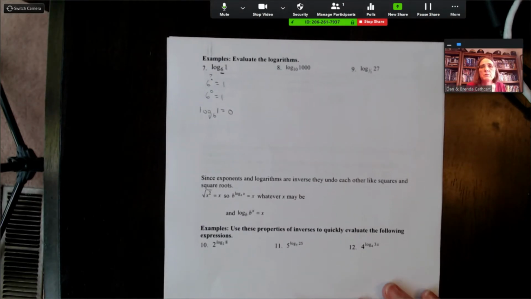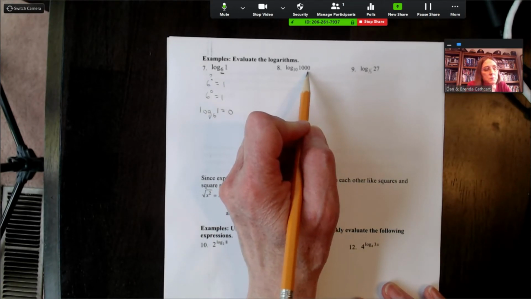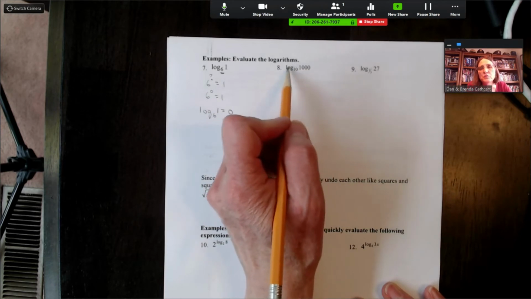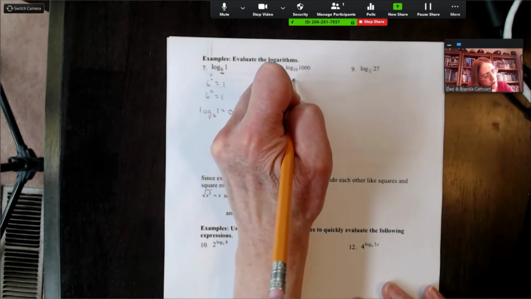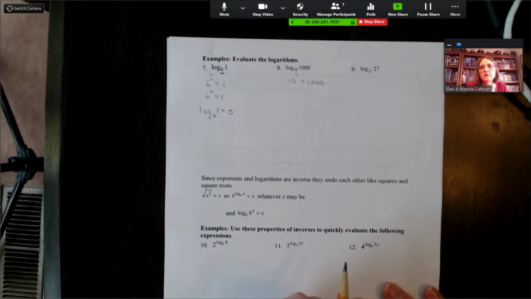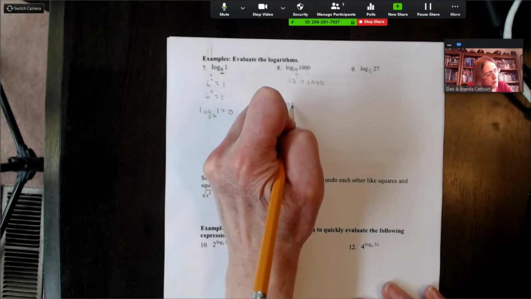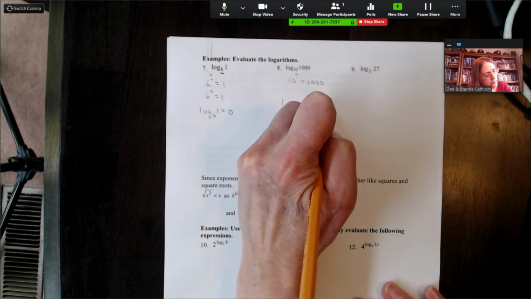Let's do another one. We have log base 10 of 1,000. I want to find out what exponent I need, because the answer to a log expression is an exponent. So I'm thinking of 10 to what power is equal to 1,000. And we know that that's 3. So I know that log base 10 of 1,000 is equal to 3.